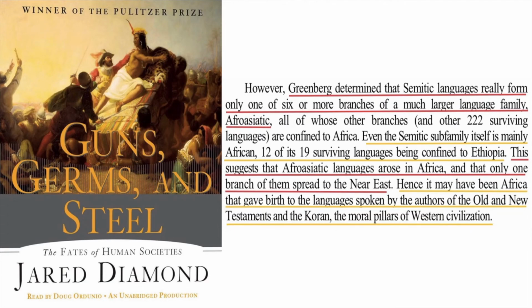This is from Guns, Germs, and Steel by Jared Diamond. And it says, Greenberg determined that Semitic languages really form only one of 6 or more branches of a much larger language family, Afroasiatic. Even the Semitic subfamily itself is mainly African, 12 of its 19 surviving languages being confined to Ethiopia. This suggests that Afroasiatic languages arose in Africa and that only one branch of them spread to the Near East. Hence, it may have been Africa that gave birth to the languages spoken by the authors of the Old and New Testaments and the Quran, the moral pillars of Western civilization.